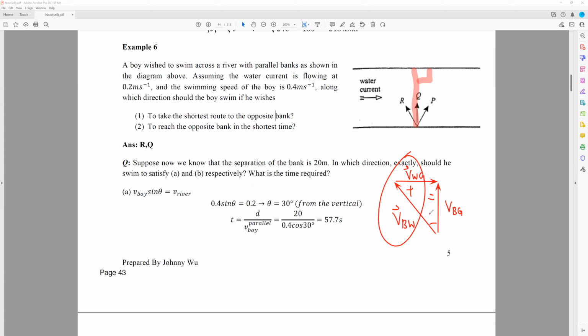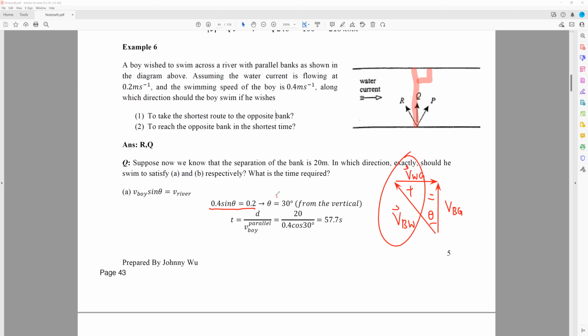So you're finding this angle. I think it's not difficult to find it, is it? Can you see that? 0.4 times sine theta equals 0.2. And then you can find that the angle theta will be 30 degrees.